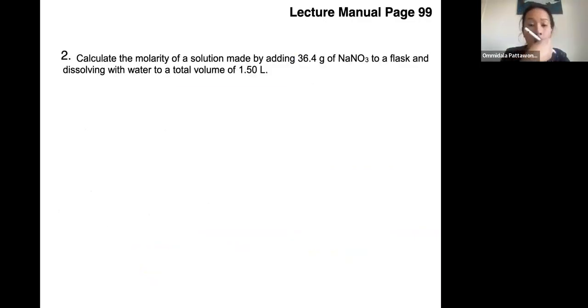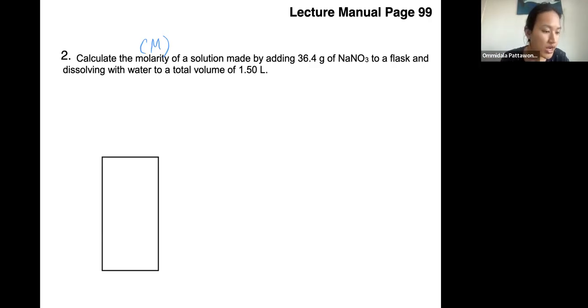All right, this thing right here, we are going to go to number 2 now. So we are going to look at how we can calculate molar concentration. In this case, again, it's molarity, so it's going to be this unit right here. It tells us that we are going to make a solution by adding 36.4 grams of sodium nitrate to a flask, and then we are going to add water to it. Together, the total volume is 1.50 liters.